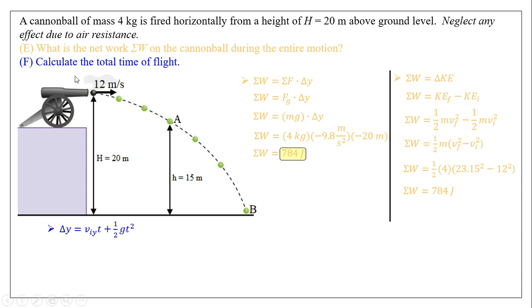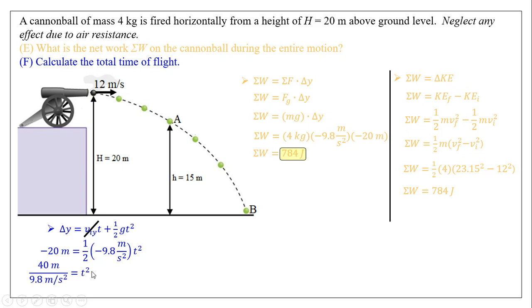Part F asks you to find the total time of flight. It's getting late. The total time of flight. So here, I'm just going to use kinematics. Delta y equals Viy t plus 1/2 g t squared. Viy being 0 because it's being launched horizontally. Delta y here is negative 20 because it's fallen down 20 meters, so the negative sign is vital. 1/2 gets carried down. The acceleration due to gravity is negative 9.8. t squared is what I'm trying to find.